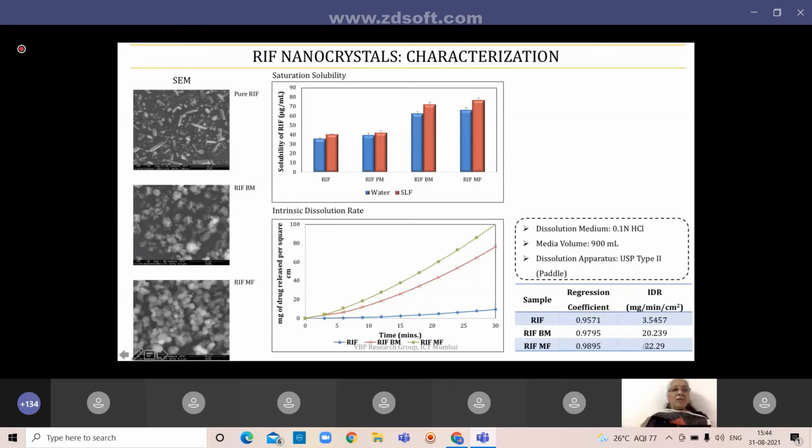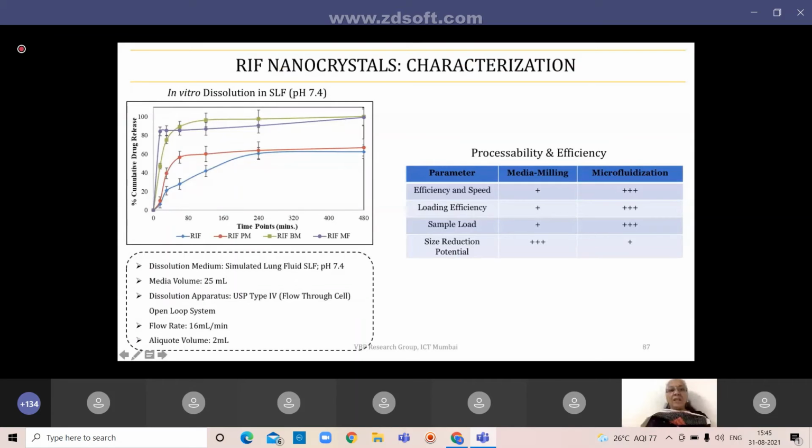And you can see that pure rifampicin looks like this. But when you convert it in a ball mill, its morphology changes. In fact, when you process it through a microfluidizer, it becomes very, very smooth. So it goes from a rod-like structure to cubes, and from a cube-like structure to smooth structures. So obviously, its dissolution also changes, and so will its saturation solubility. After establishing this, we went and looked at dissolution in lung fluid too. You can see that the in vitro dissolution in simulated lung fluid with rifampicin, which is ball milled, and with rifampicin, which is microfluidized, is much, much higher than the physical mixture or drug alone.